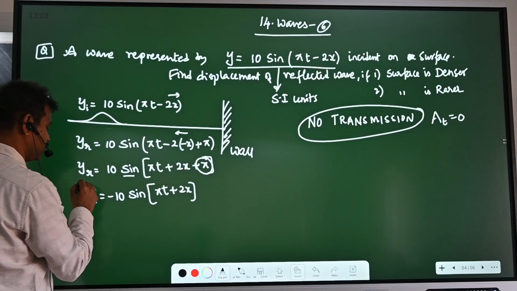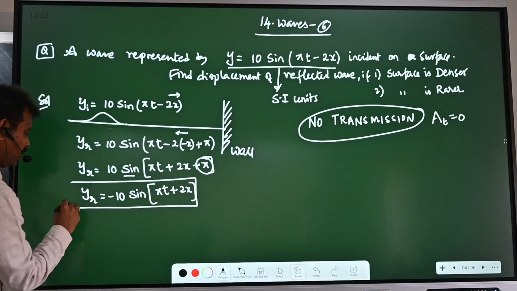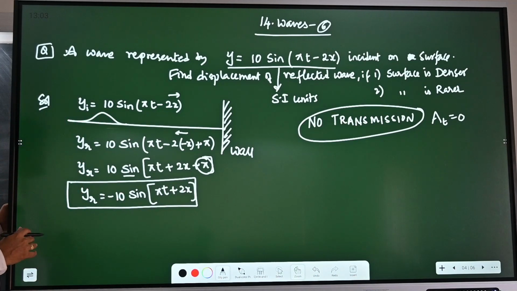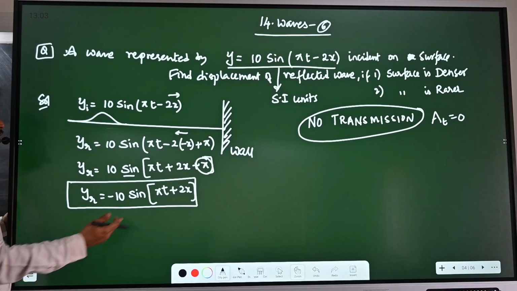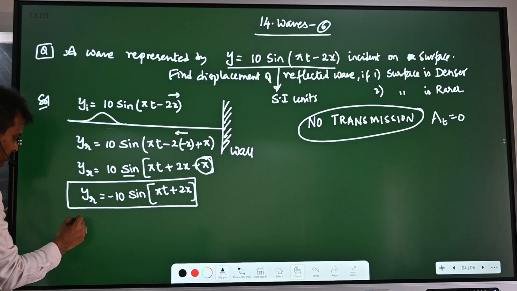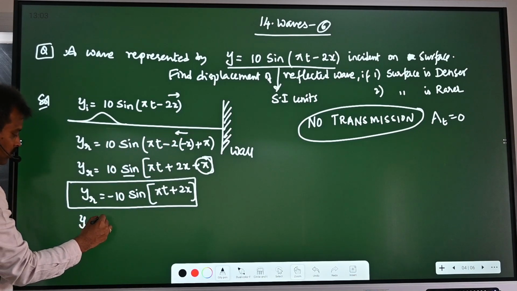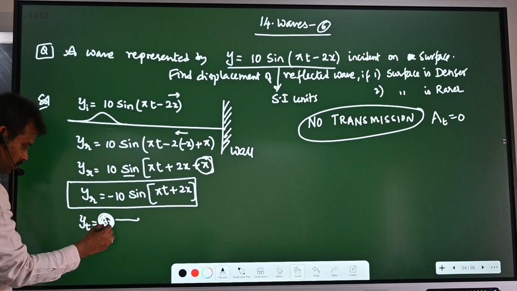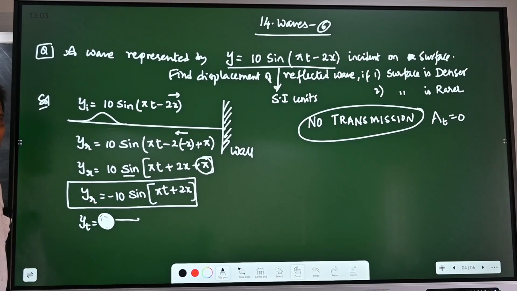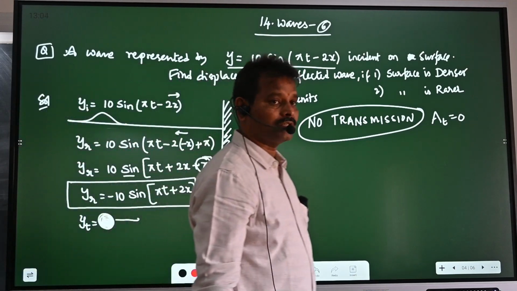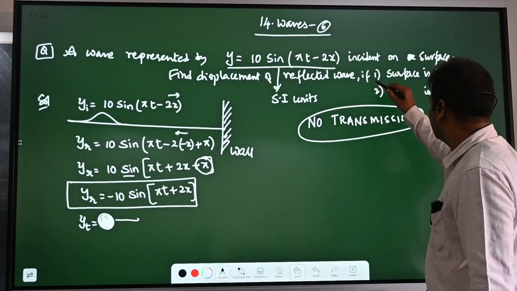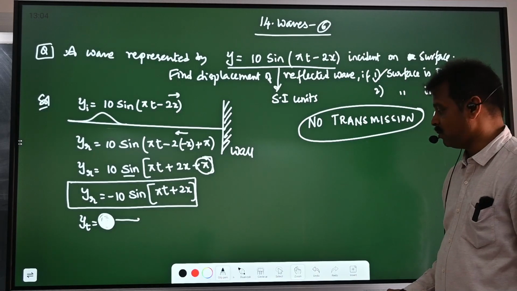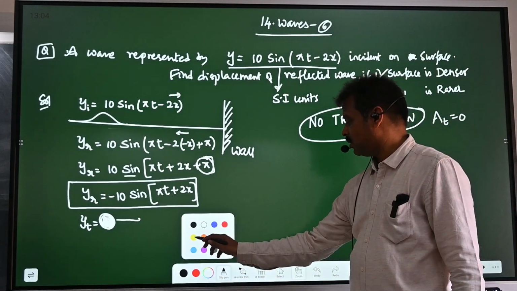This is y reflected. Then what is y transmitted in this problem? It is not asked. Even if you want to write y transmitted, there is no transmission, so A transmitted itself is 0, and there is no equation. Is it clear? This is the case when it is incident on a denser medium.